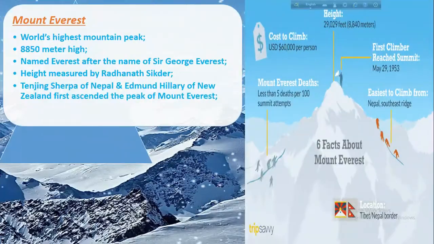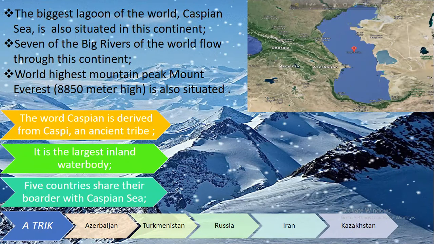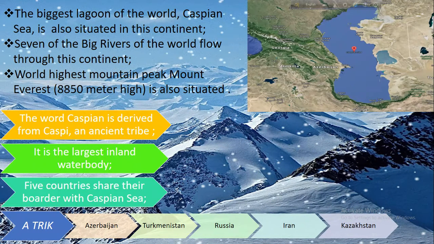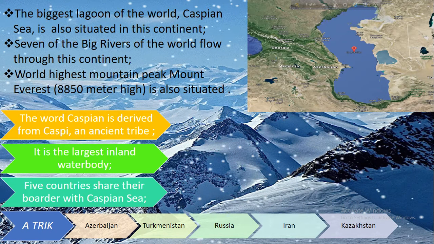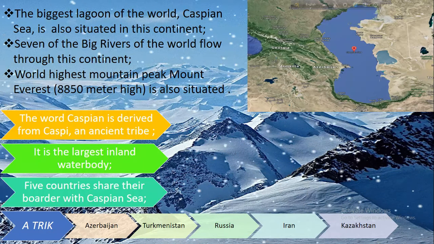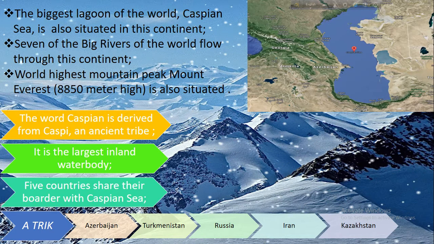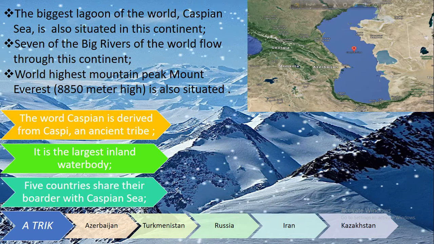And 7 major rivers of the world flow through this continent. So what are those major 7 rivers? You know the names of these 7 rivers, the remarkable rivers of Asia: the Yangtze, the Hwang Ho, the Euphrates, the Tigris, the Ganga, Padma, Jamuna, Sindh, Brahmaputra. These are the major rivers of Asia that also flow through this continent. And the world's highest mountain peak, Mount Everest, whose height is 8850 meters, is also situated in this continent.